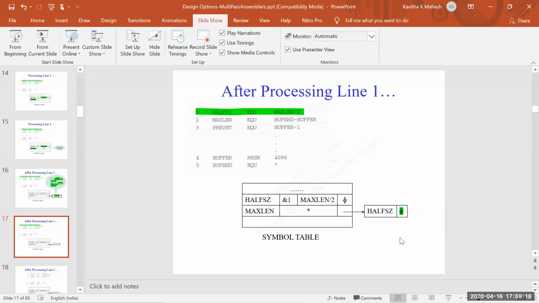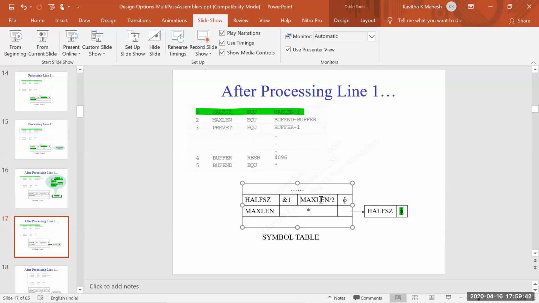So this is the end of processing of line number 1. Just to repeat, what did we do? We first entered the symbol into the symbol table, that is, offset was entered. Value is given by the defining expression maxlen by 2. Maxlen was entered. Maxlen by 2 was entered.